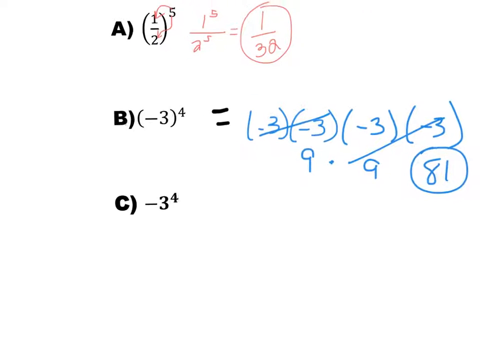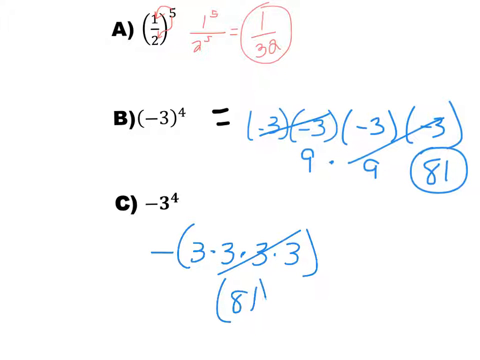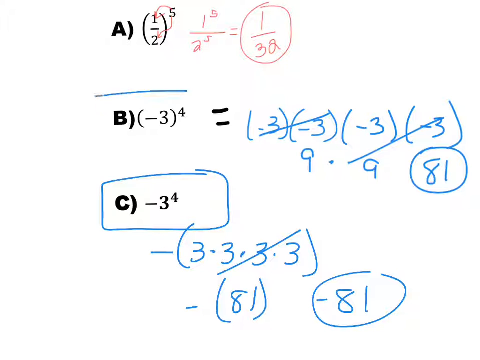C is negative 81. Yep. Brandon said C is negative 81. Yes, because what this is saying is negative times 3 times 3 times 3 times 3. Because in PEMDAS, please excuse my dear Aunt Sally, what do we do first? PEMDAS, what's P? Parentheses, then what? Exponents. Right now, this negative outside just means times negative 1. So 3 times 3 times 3 times 3 is 81, and I set my negative outside, so this is negative 81.